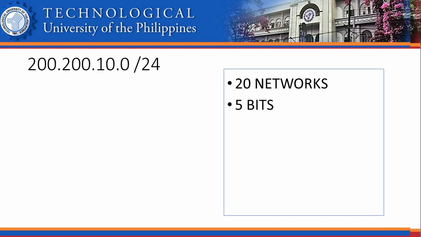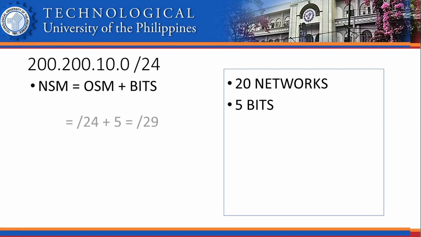Our third step is to get the new subnet mask. In getting the new subnet mask, meron tayong formula. New subnet mask is equal to original subnet mask plus bits. Ano yung original subnet mask natin? /24. /24 plus yung 5 bits natin is equal to /29. Ang tawag dyan, yung /29, CIDR format na ng new subnet mask natin.